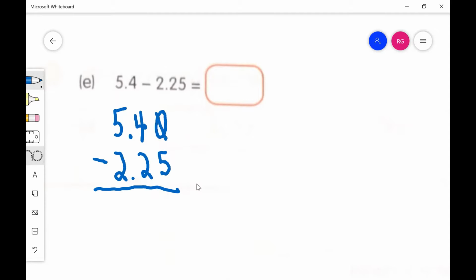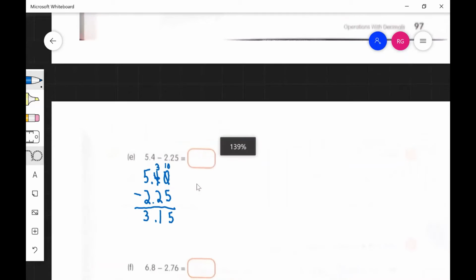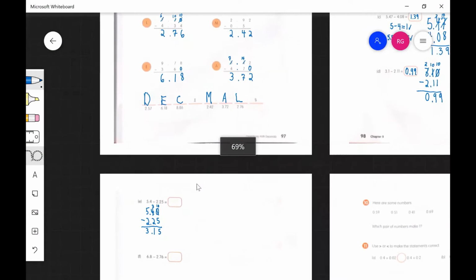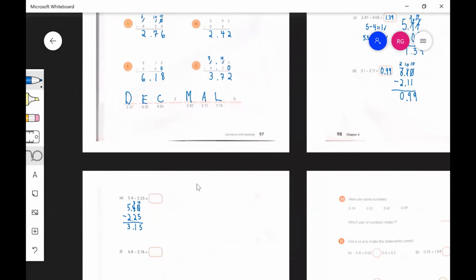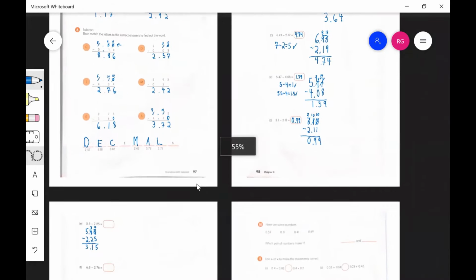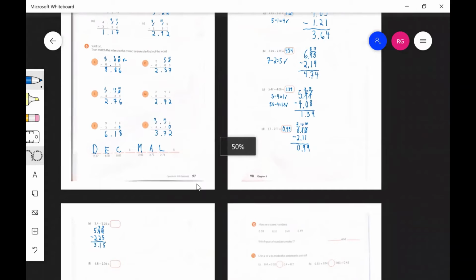This is going to become a 10. This will become a 3 after borrowing. And then 10 minus 5 is 5. This is 1. And my answer should be 3.15. All right. And I almost forgot here. I think, yeah, I think we're okay.